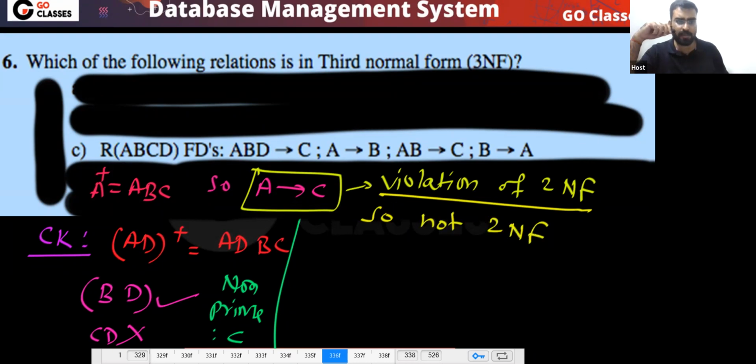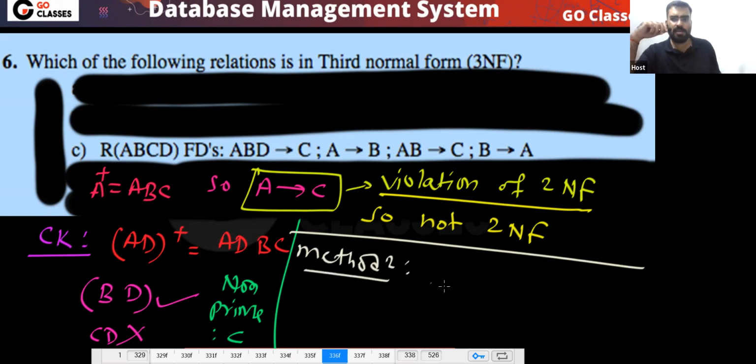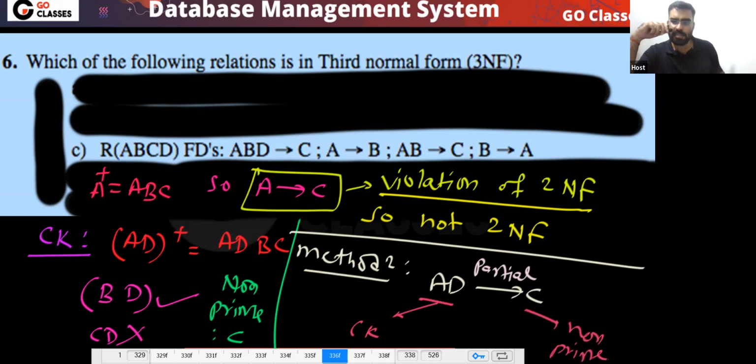What is method number 2? Method number 2 is this: this is a candidate key, AD determines C. This is partial. Why is this partial? This is a candidate key, this is a non-prime attribute, and you can notice this is partial because A can determine C. So this is a partial dependency. AD is determining C. So not 2NF.